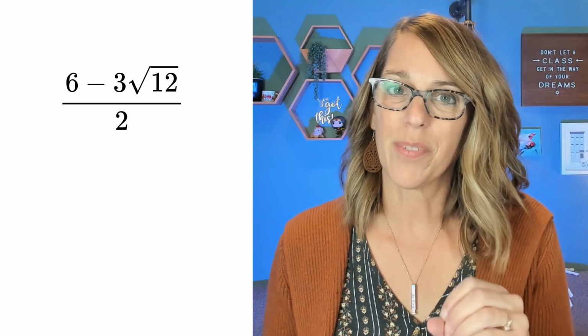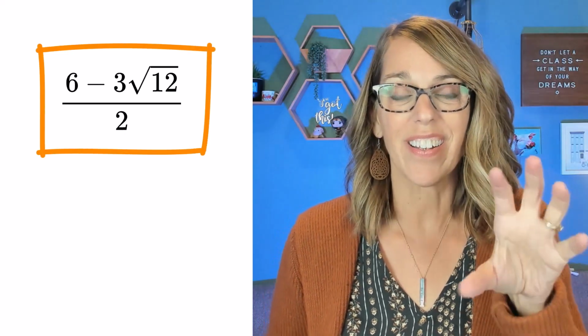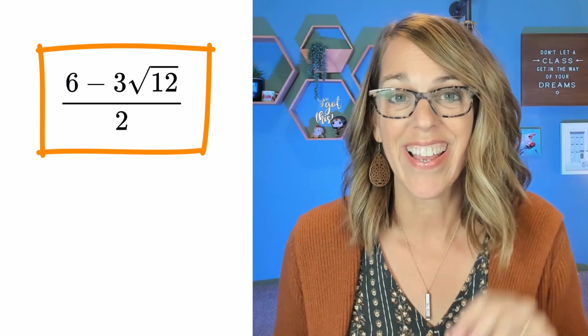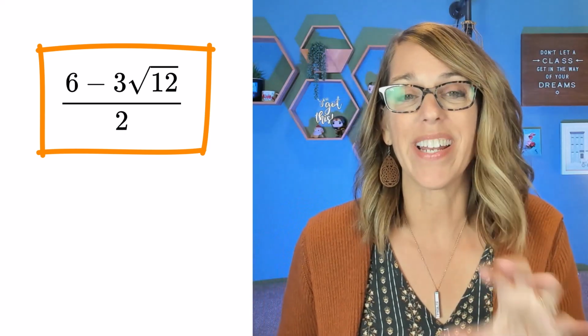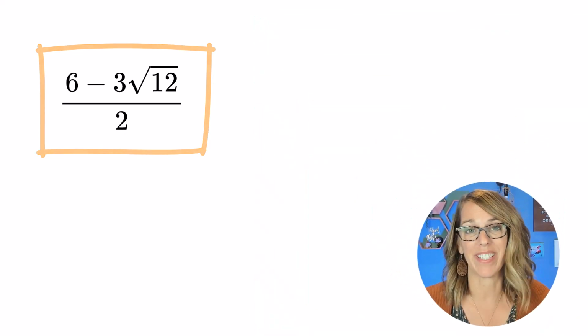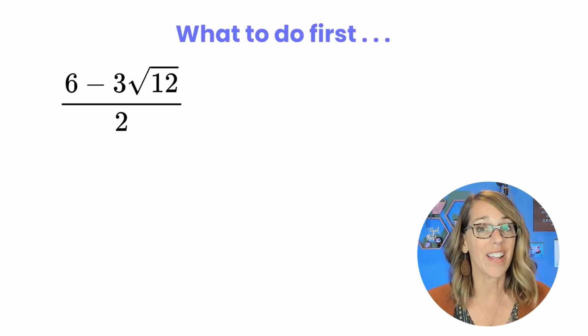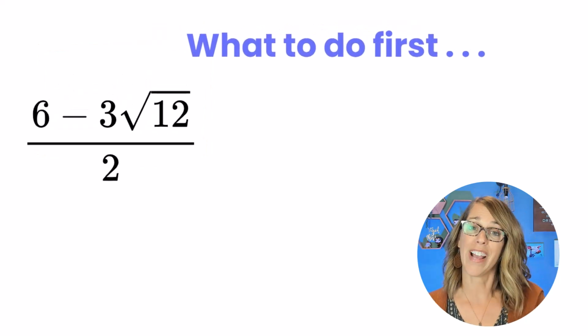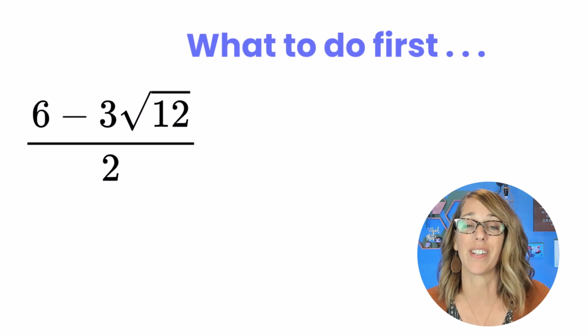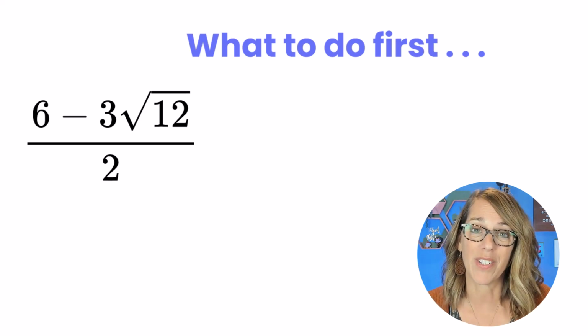When it comes to rational expressions like this one, there are lots and lots of ways to make a mistake. I want to help you avoid some of the really common mistakes that I see. Now you've got lots of choices. We've got a subtraction, we've got a multiplication, we've got a square root, then we've got this divided by 2.